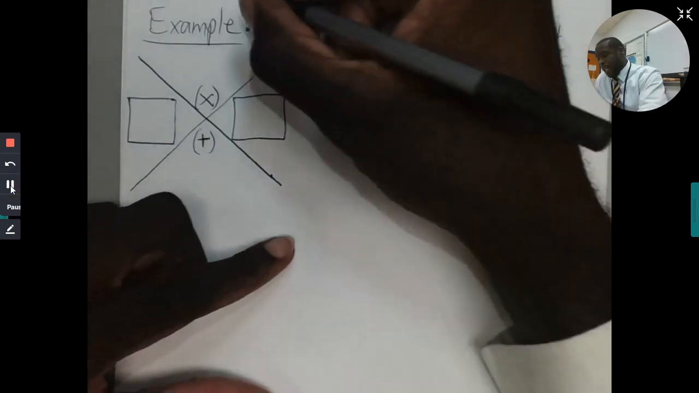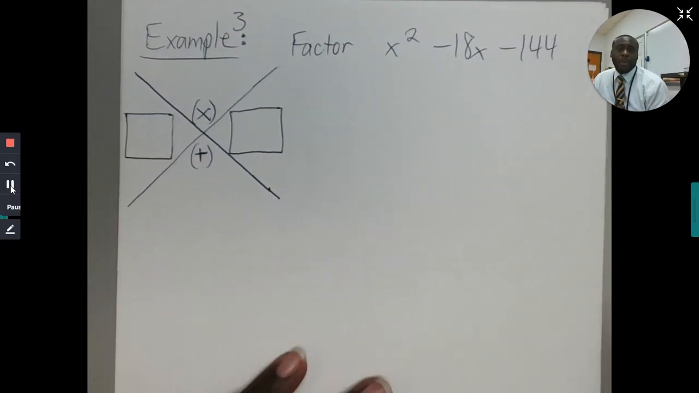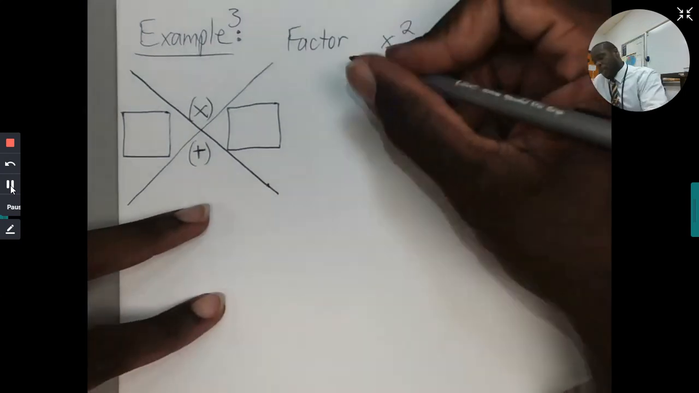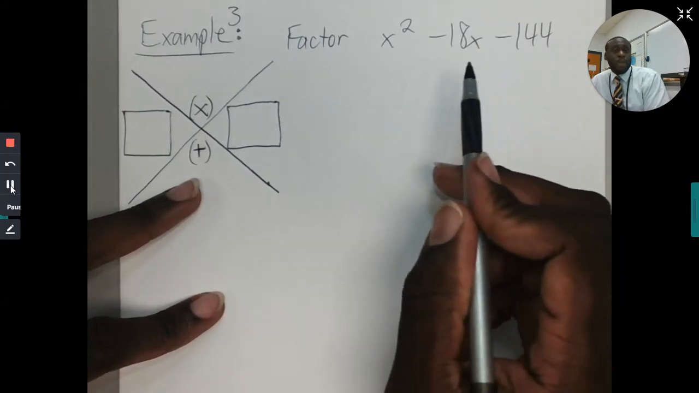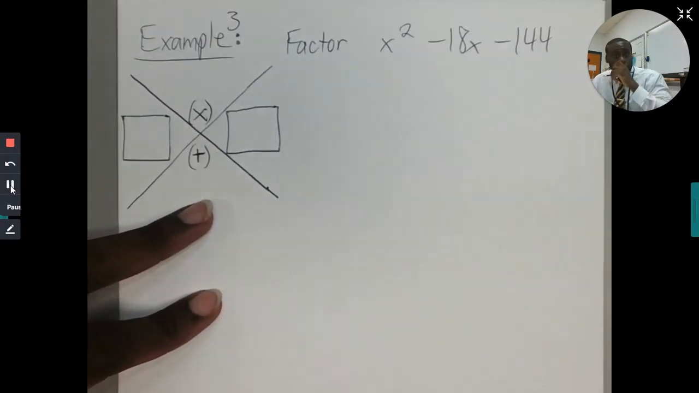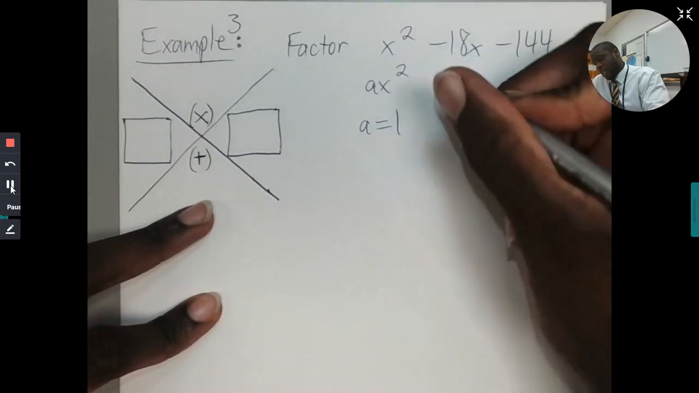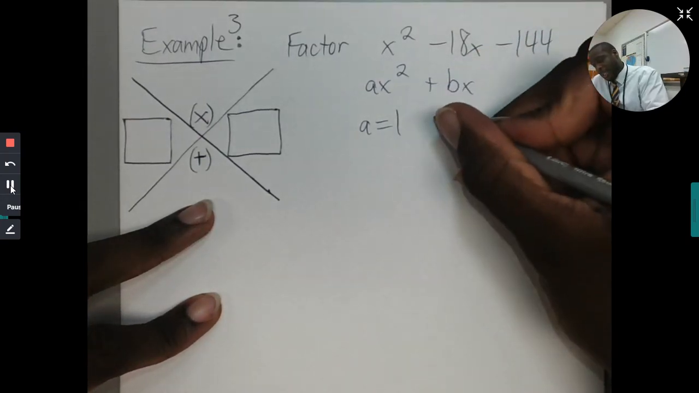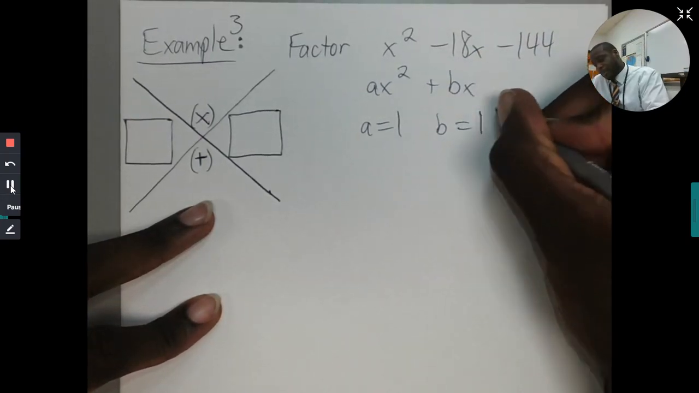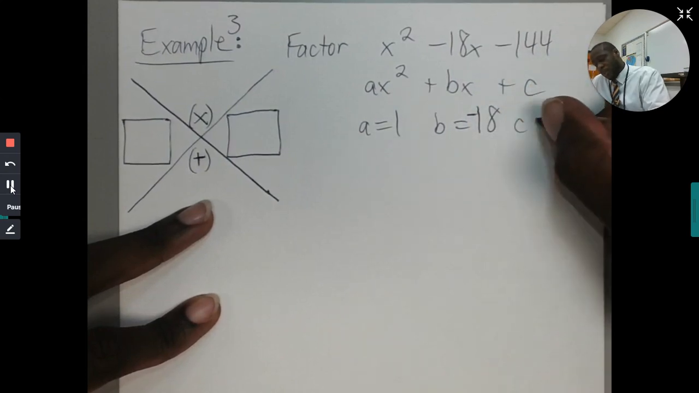So let's look at this third example here, example 3, and let's say that we're factoring x squared minus 18x minus 144. So again, when we identify your a, b, and c in this quadratic trinomial standard form, remember that a equals 1 in this particular case. B is negative 18, and C is negative 144.